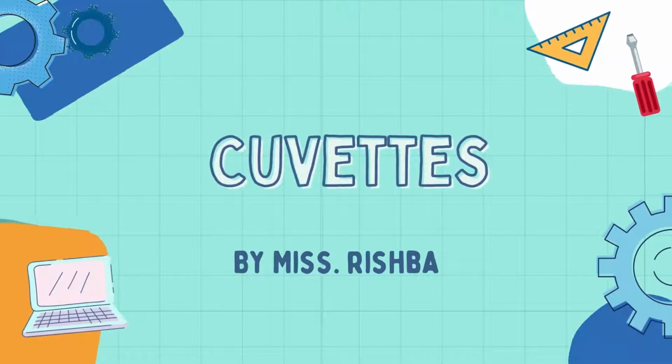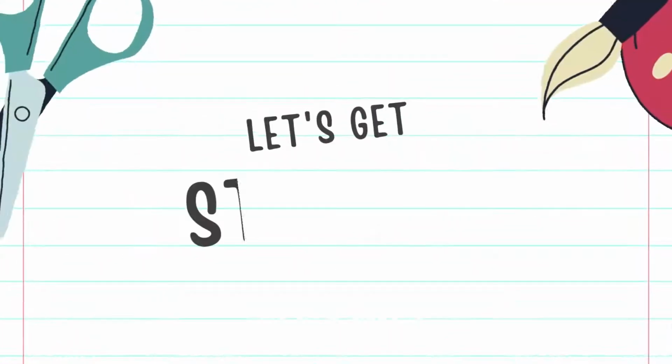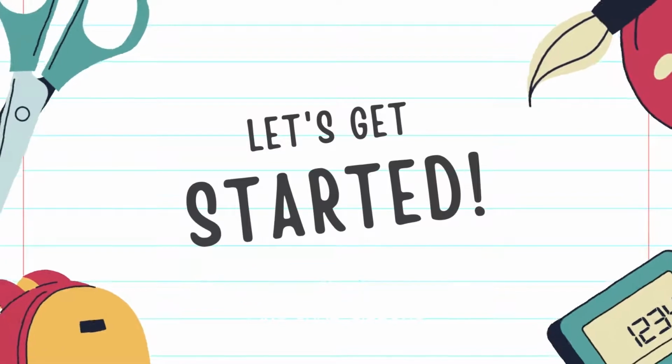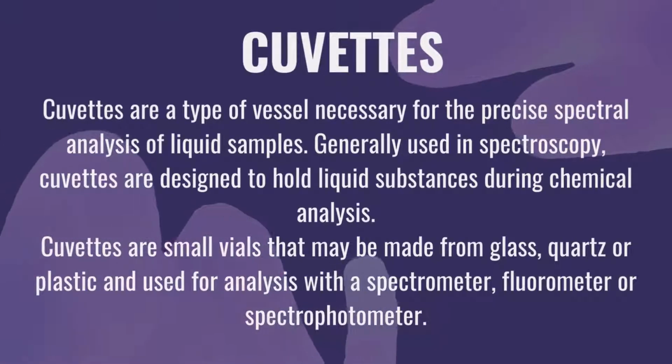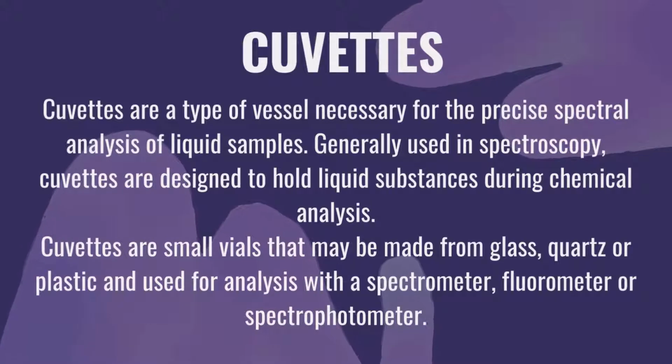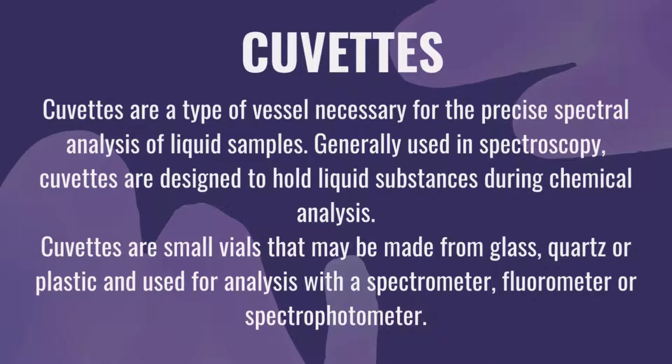Do you know what cuvettes are? So, let's get started. My friends, cuvettes are a type of vessel necessary for the precise spectral analysis of liquid samples. Generally used in spectroscopy, cuvettes are designed to hold liquid substances during chemical analysis.